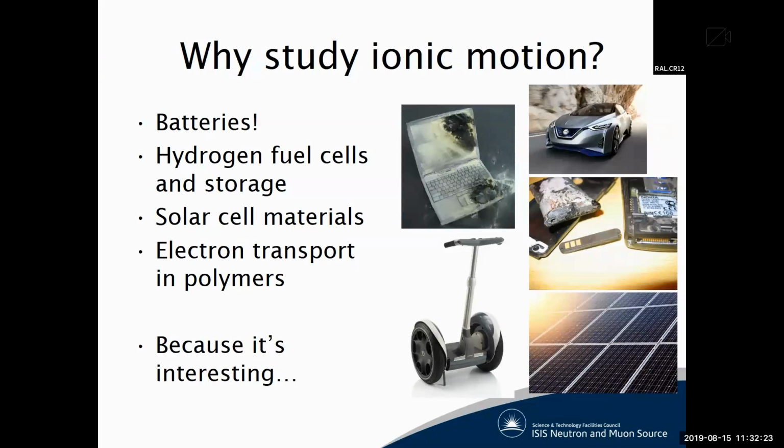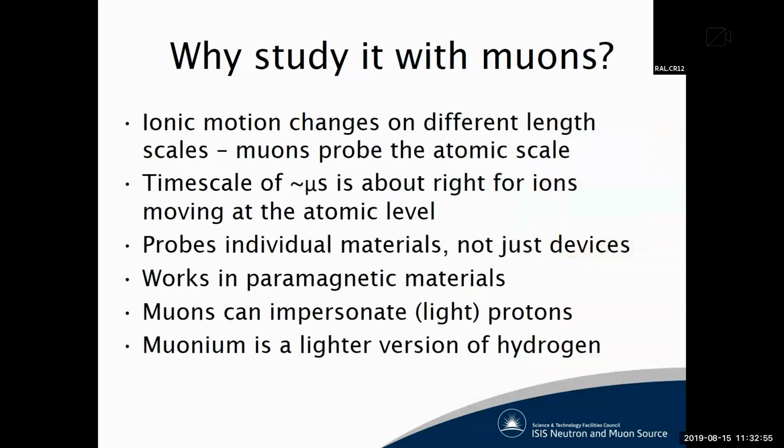And the big interest of studying ionic motion for muons is batteries. I might just put batteries all the way down the slide because that's the majority of what people are interested in at the moment. Because hydrogen fuel cells and storage materials, they rely on ion motion as well. Some solar cell materials experience ionic motion. They shouldn't, but they still do. And then the other thing we can look at is electron transport in polymers. And ultimately, a good reason to study this is quite interesting to some people. Some people probably not. Okay, so why study it with muons?